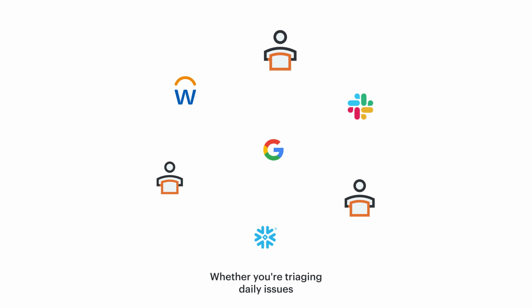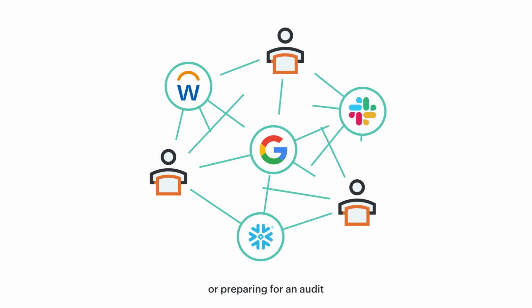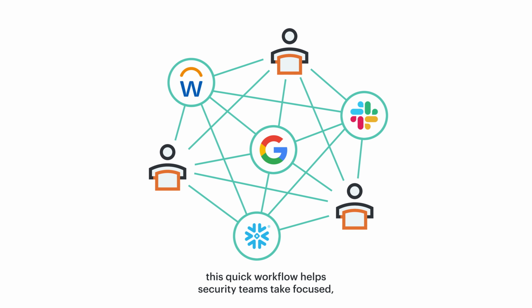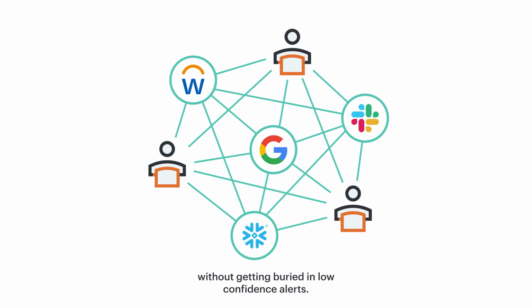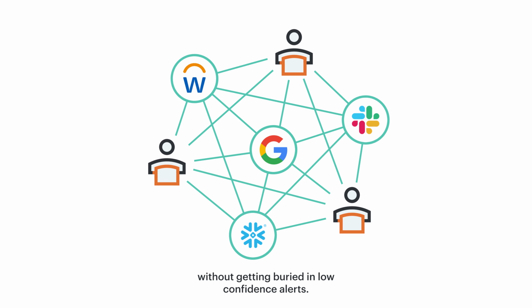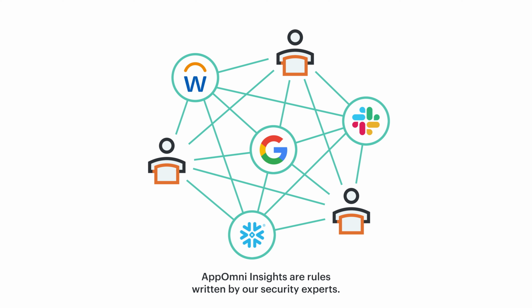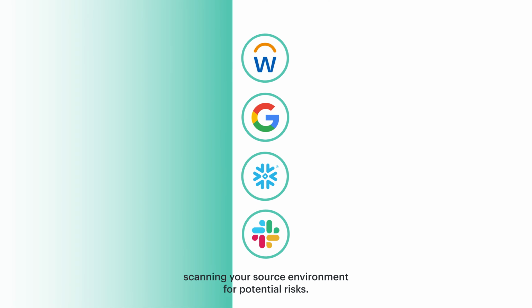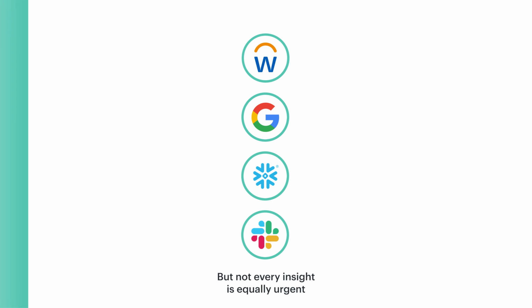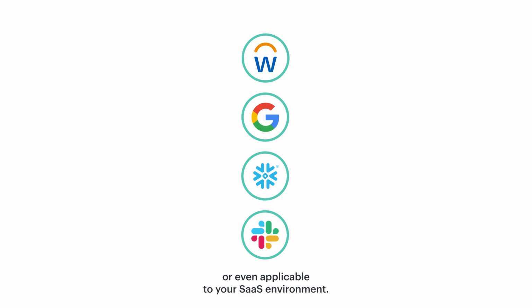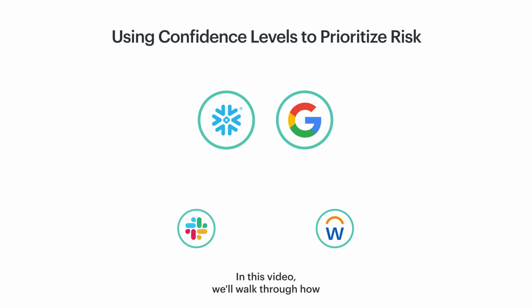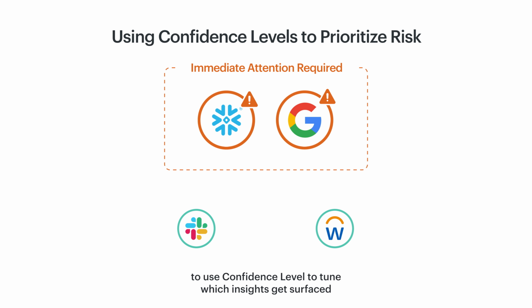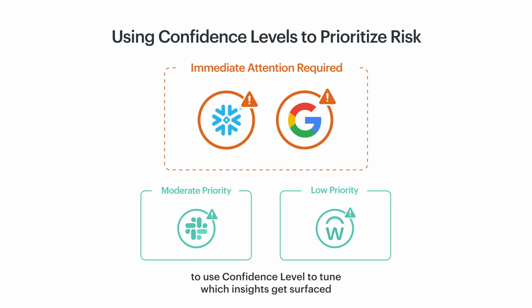Whether you're triaging daily issues or preparing for an audit, this quick workflow helps security teams take focused, informed action without getting buried in low-confidence alerts. AppOmni Insights are rules written by our security experts. They are always running in the background, scanning your SaaS environment for potential risks. But not every insight is equally urgent or even applicable to your SaaS environment. In this video, we'll walk through how to use confidence level to tune which insights get surfaced so your team can focus on what matters most.